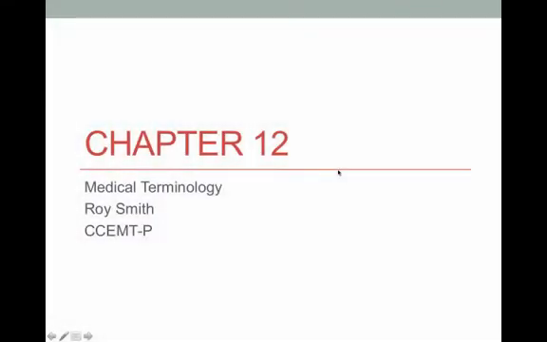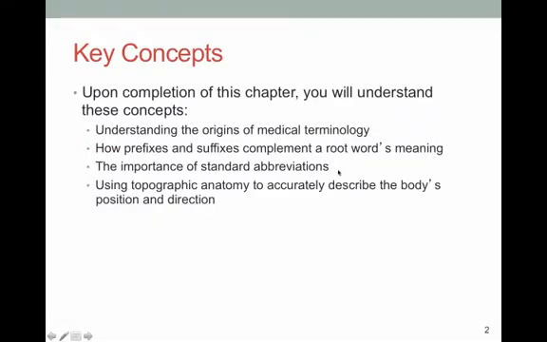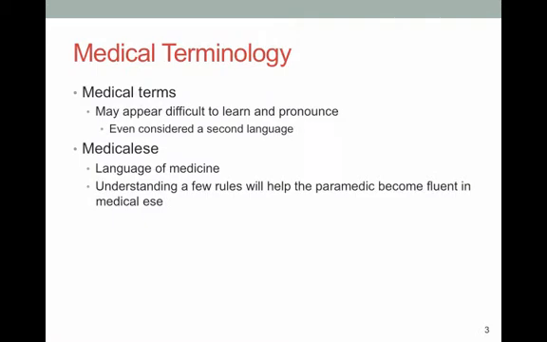This is going to be Chapter 12, Medical Terminology. After completion of this chapter, you should understand the origins of medical terminology, how prefixes and suffixes complement a word's meaning, the importance of standard abbreviations, and using topographic anatomy to accurately describe the body's position and direction.